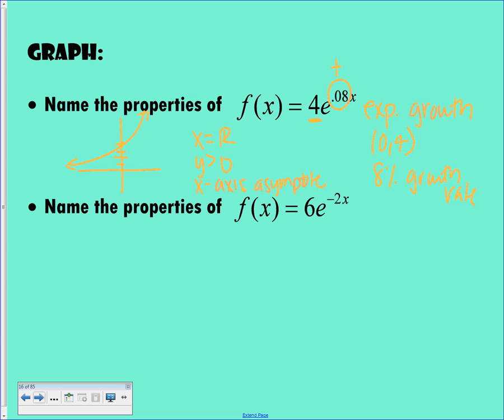The second example says f of x, again, if you can't remember, that's just a y, equals 6e to the negative 2x. If I look at this first part, I know that's my starting amount, so it's going to go through 0, 6. Then I look at my growth rate, that's a negative, which means this is going to be exponential decay. And the rate then is 200%, because that's really a percent, so 200% going down. It's decreasing by 200%.